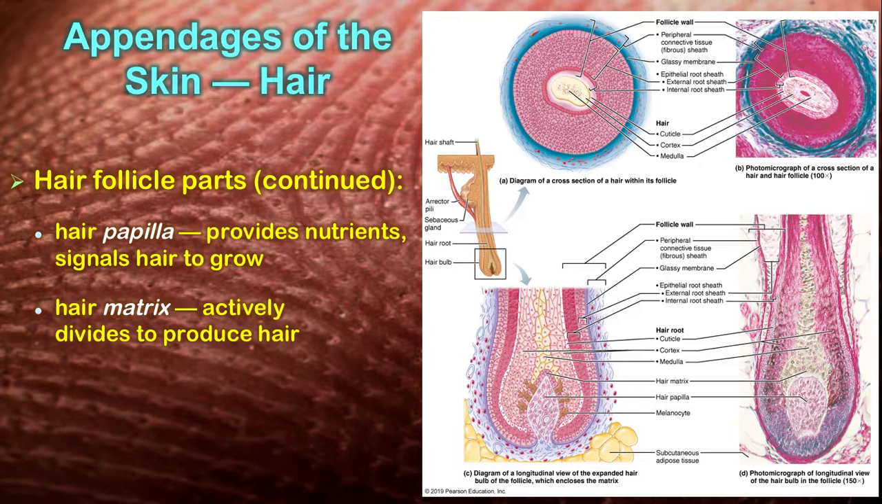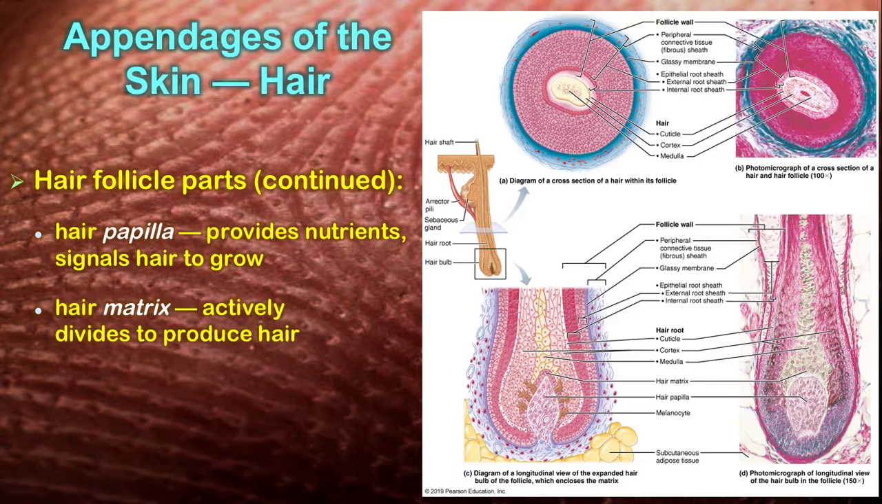As long as you have an active, good papilla there, you're probably going to have hair that grows. If something happens to damage that papilla, you're losing your blood supply to that hair, and you're losing those signals for the hair to continue to grow. So if you permanently damage the papilla, you're going to lose hair in that area.